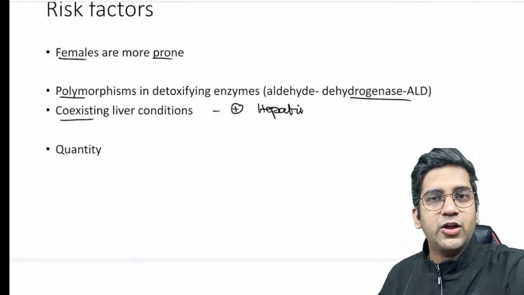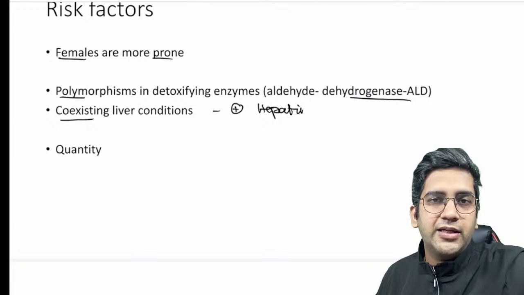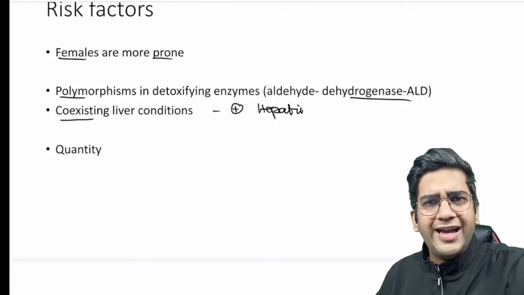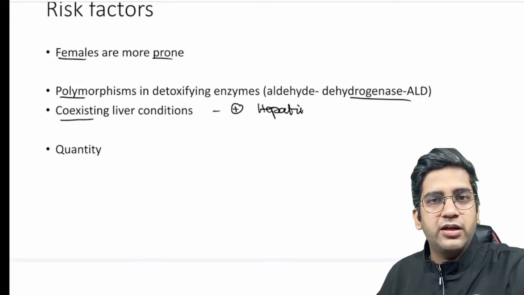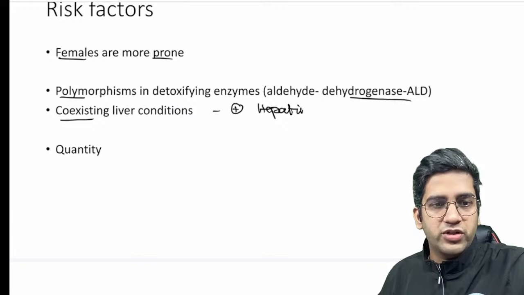Fine. Okay, that also will obviously increase the damage to the liver. Any coexisting liver conditions can definitely increase the liver damage. That's also a risk factor.